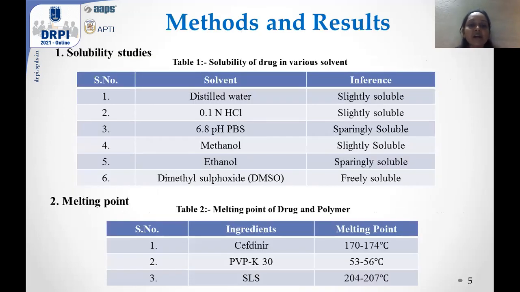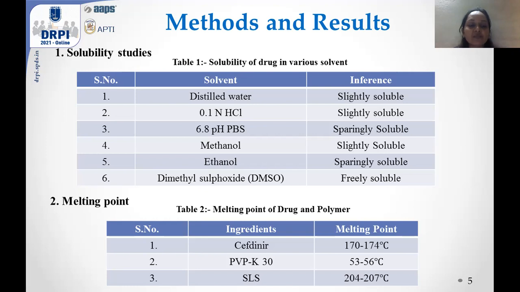Then this is the experimental part. Before starting the experimental part, we have done the pre-formulation studies of this drug as well as the polymer. First is the solubility profile of the drug, where we have used different solvents like distilled water, 0.1 normal HCl, PBS, methanol, ethanol, and dimethyl sulfoxide, and these are the results which we have got.